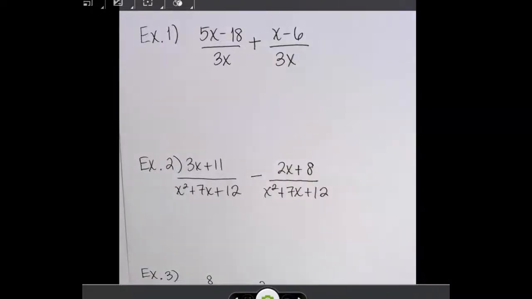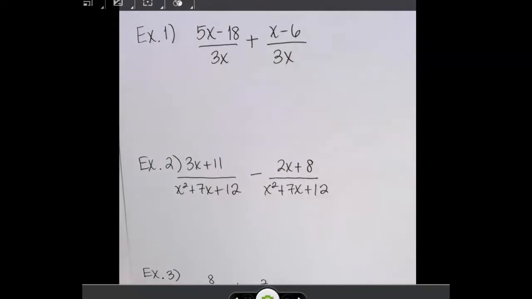This video is going to go over how to add and subtract rational functions, rational expressions. So remember, we are looking at fractions that contain polynomials. We've got variables of different degrees and with different exponents.